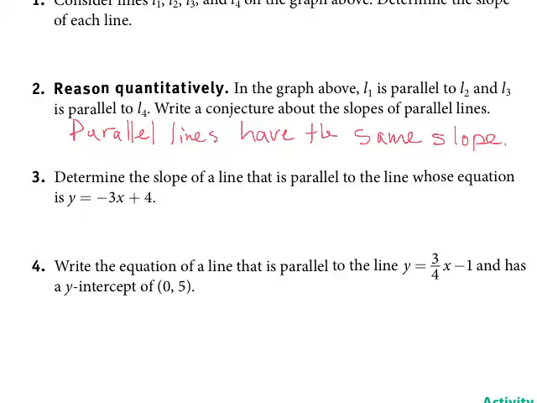So anytime you read the word parallel, what should you think? Same slope. Every time you read the word parallel, you should think same slope every single time. Okay?